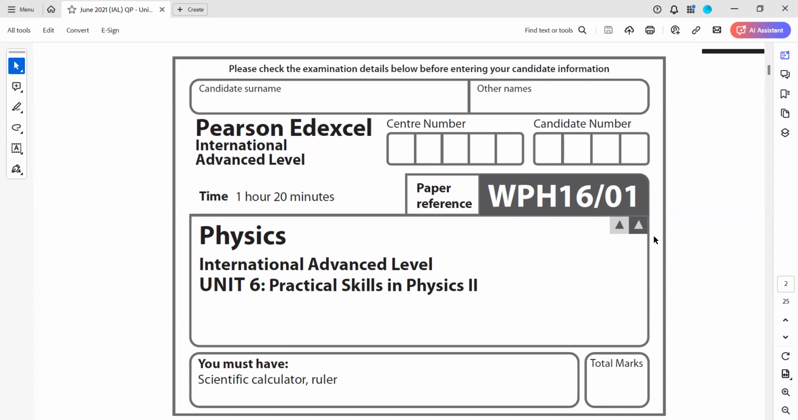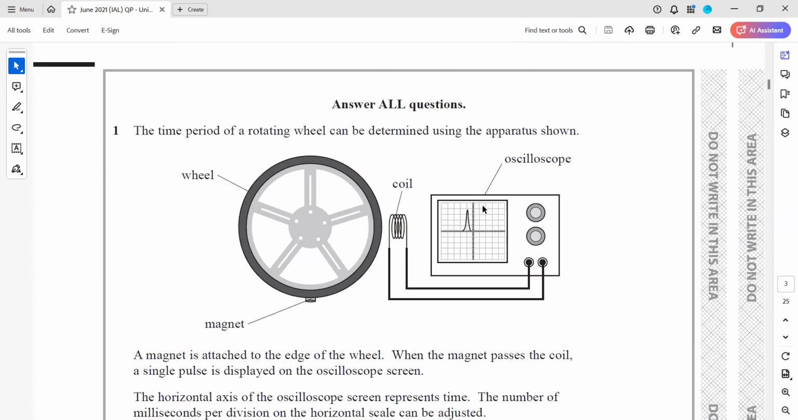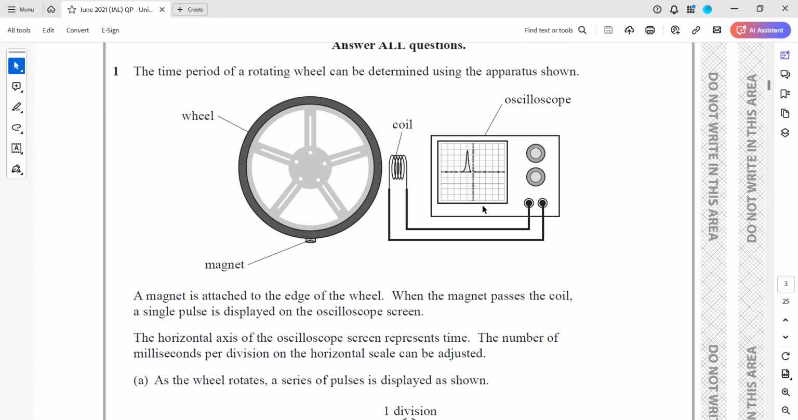So, June 2021, Unit 6, we'll discuss some questions from this unit. In the first question, you can see the time period of a rotating wheel can be determined by using an apparatus shown. A magnet is there, a coil is attached, and it is connected to an oscilloscope.